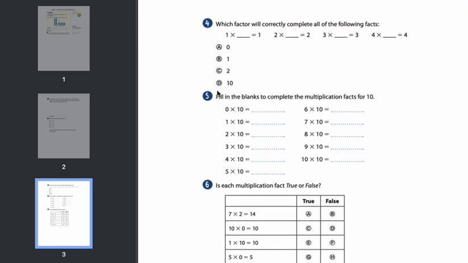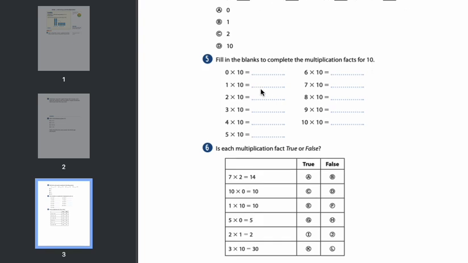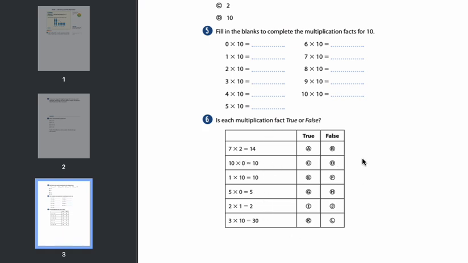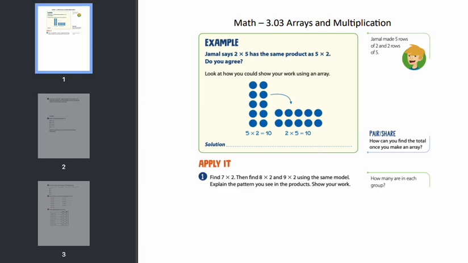Finally, you're going to look at which factor will correctly complete all of the following facts. 1 group of what equals 1? 2 groups of what equals 2? 3 groups of what equals 3? And then you're going to try to complete the multiplication facts for the number 10. So 0 groups of the number 10, 1 group of the number 10, and so on. Then there is a chart with true or false statements. So 7 groups of 2, is that really 14? Skip counting by 7 or 2. Same thing down below. If it's true, you're going to highlight this side. If it's false, you're going to highlight this side. So good luck, third grade. You got this.